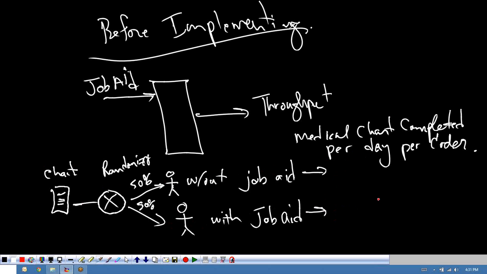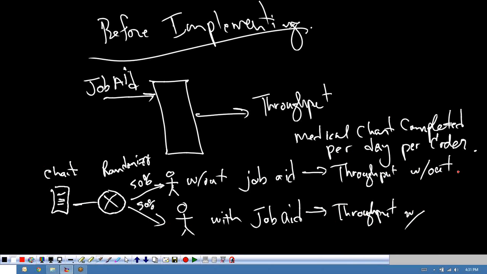Or I would randomly select one of these guys, and I would get the throughput. If I collected, let's say, 16 days of data, I would get the throughput with, and I would get the throughput without. I guess a better way of simply doing this would be to break into two groups and randomize each of the people that we've got into one of the two groups. That would be a better way to perhaps randomize it.